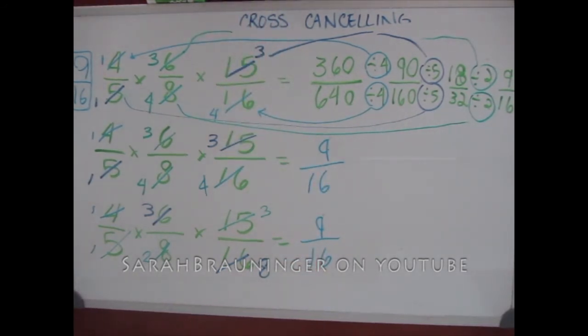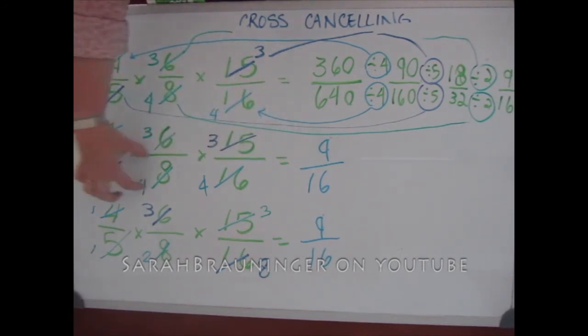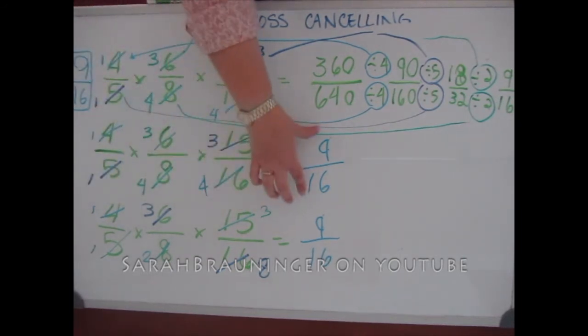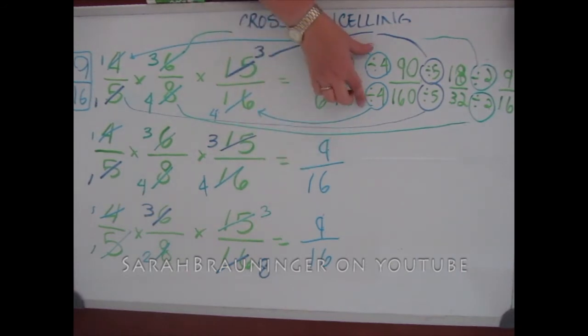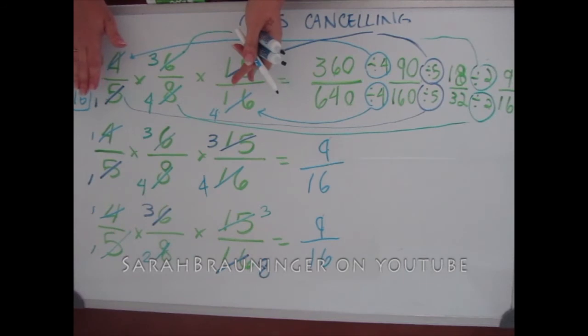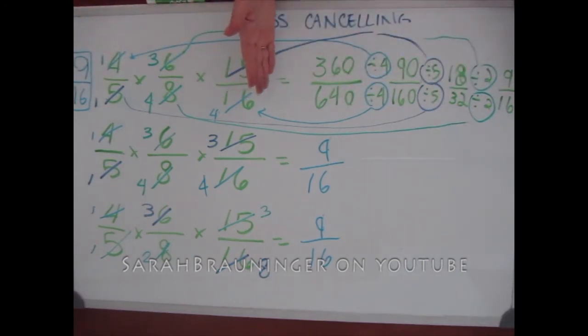As long as whatever you do to the top of the problem, you do to the bottom of the problem, then you will not change your answer because you're just taking a later simplification step you would do anyway and moving it earlier in the problem and saving yourself all of that.